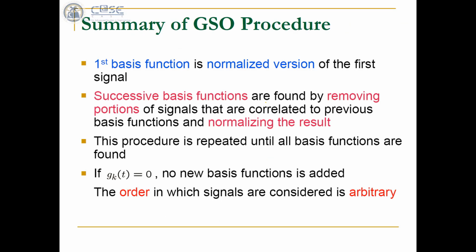So the successive basis functions are found by removing portions of the signals that are correlated to the previous basis functions and then normalizing the result. This procedure is repeated until all basis functions are found. So you do this process until all the basis functions are found, exhaustively doing this process. If in any step the function g of t is equivalent to 0, then no new basis functions are added.